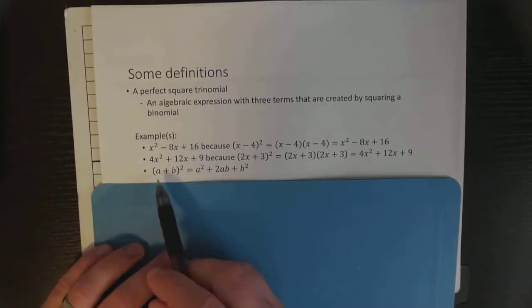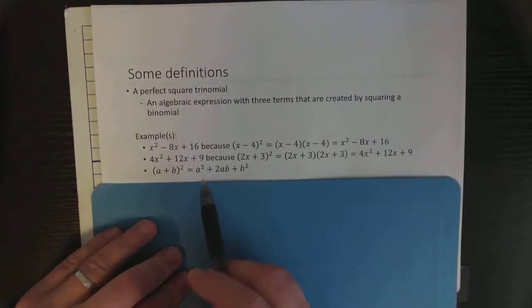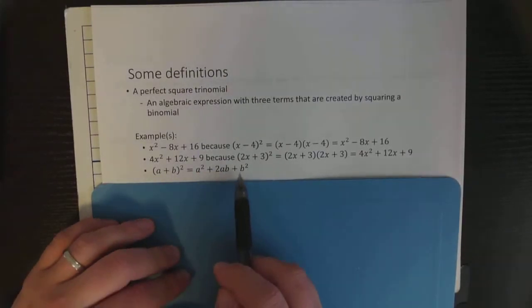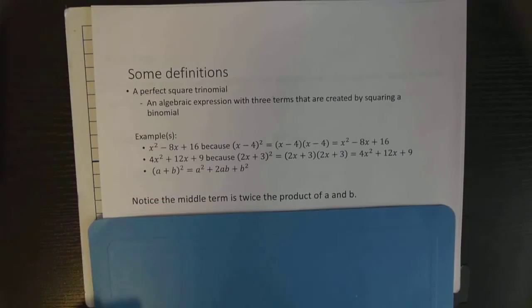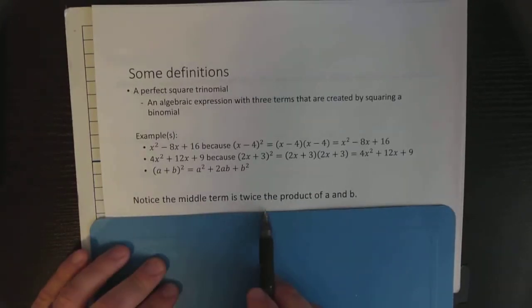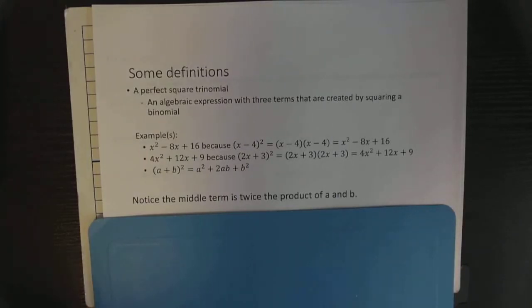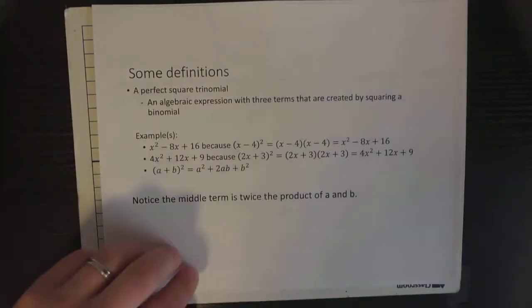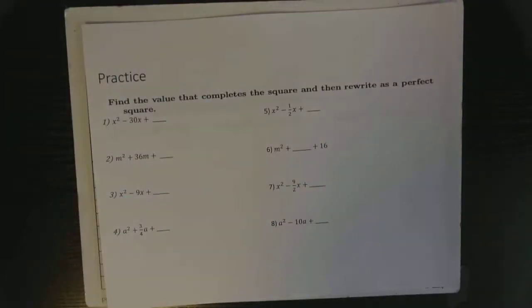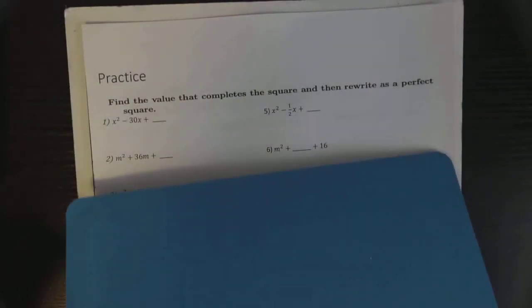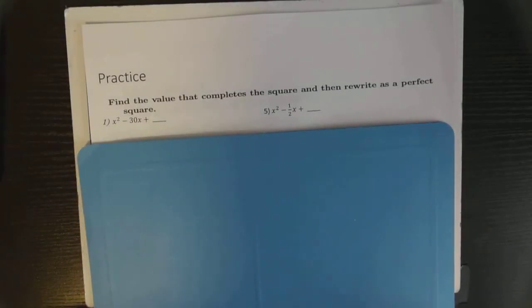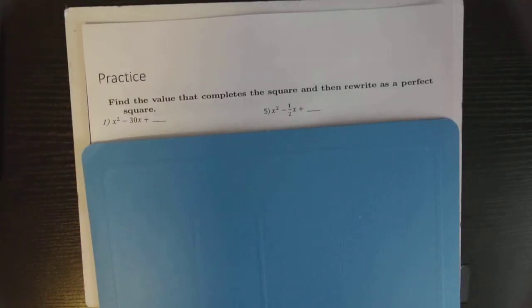In general, a plus b quantity squared is a squared plus 2ab plus b squared. And so notice the middle term is twice the product of a and b. So we're going to use that fact to be able to force a perfect square. So find the value that completes the square and then rewrite as a perfect square.